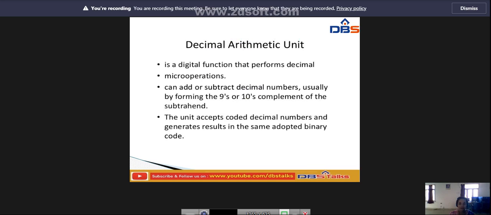Next, coming to the decimal arithmetic unit. This unit performs decimal micro operations, and can add or subtract decimal numbers, usually by forming the nines and tens complement for subtraction. The unit accepts coded decimal numbers or generates results in the same binary code.